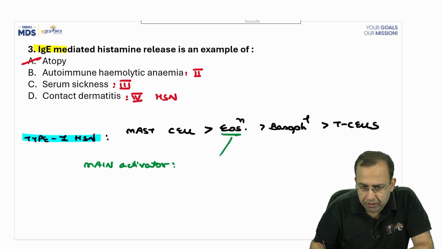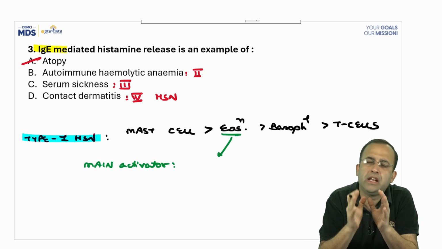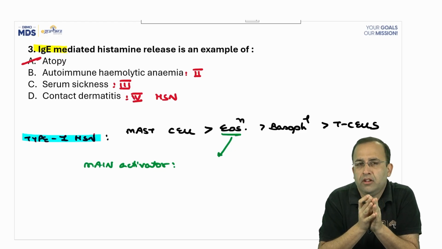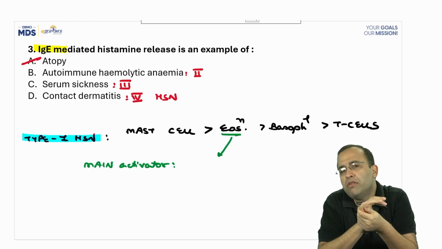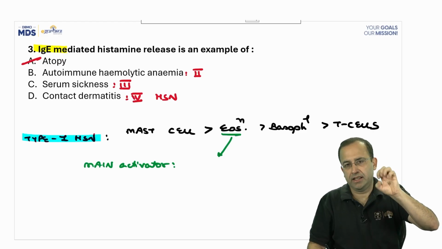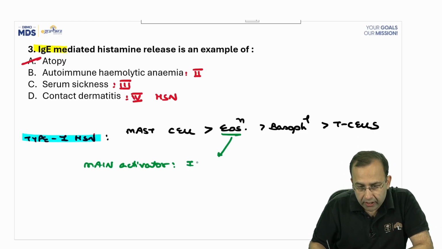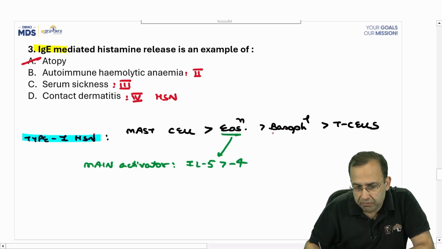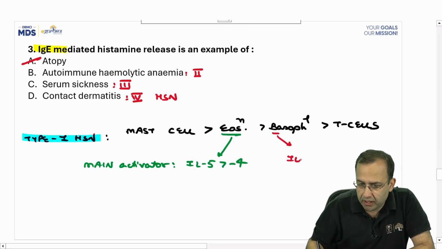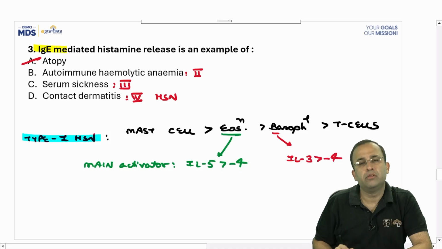Which is the main activator of eosinophils? I want you to commit to the answer. This simple line has been asked many times. So I want you to commit to the answer before I speak it out. Which is the main activator of eosinophils? A, B, C, D, E. E is the fifth alphabet. Interleukin 5 followed by 4. Main activator of basophils? B is the second alphabet. Interleukin 3 followed by 4.